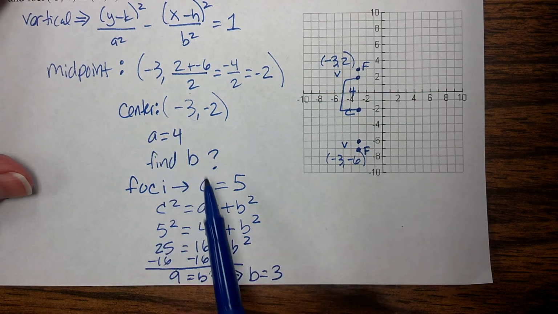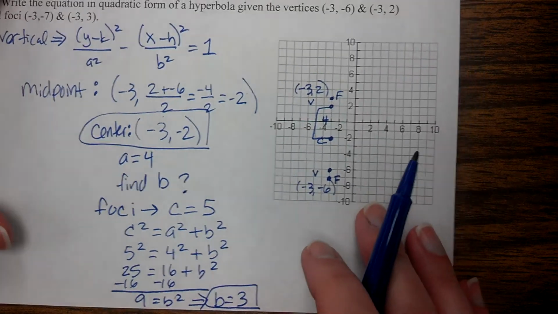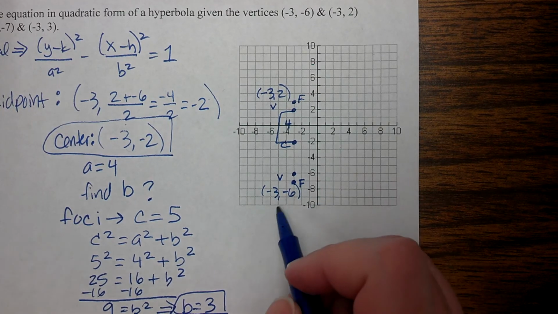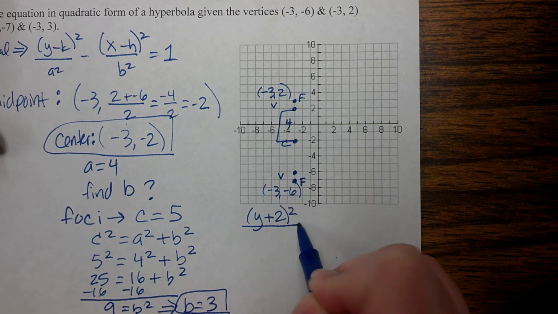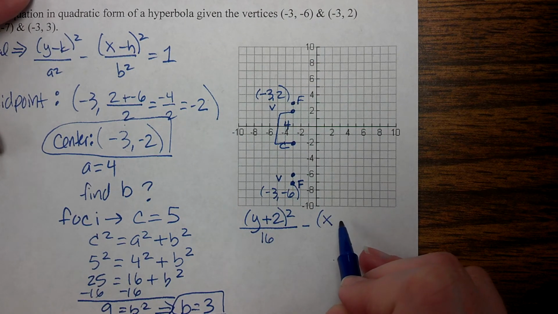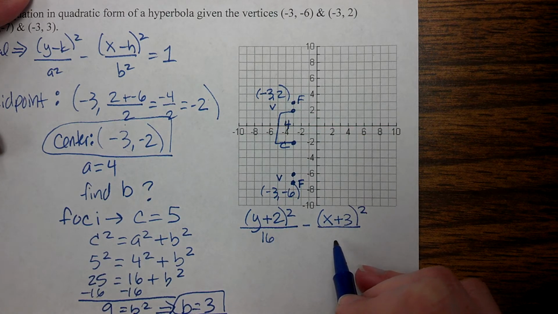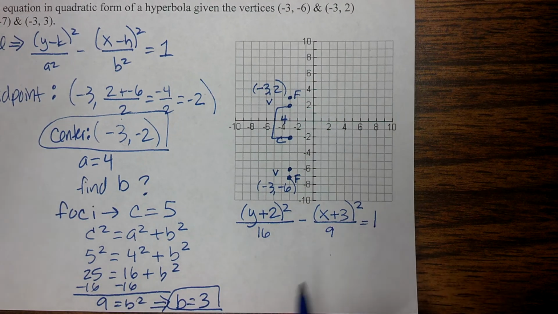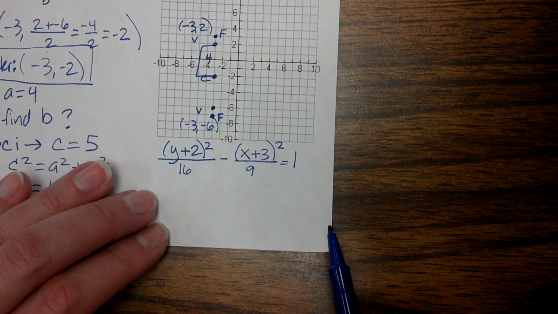Okay, so now I have a, I have b, I have my center. Now I can plug everything into my equation. Kind of running out of room, so I'm going to put it under the graph. So I'm going to have y. Remember, do the opposite when you plug it into your equation. a is 4, so I'm just going to make that 16. b is 3, so I'm just going to make that 9, equal to 1. Now we have to put that in quadratic form. The least common denominator between 16 and 9 is 144.